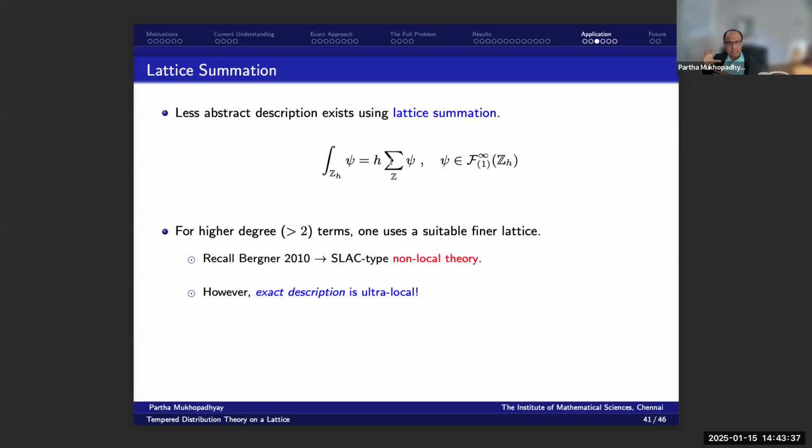But the other background stuff that I said that makes the theory ultra-local, that is not true for Bergner's theory. Bergner's theory is still non-local because he's treating the derivative in a slack manner.